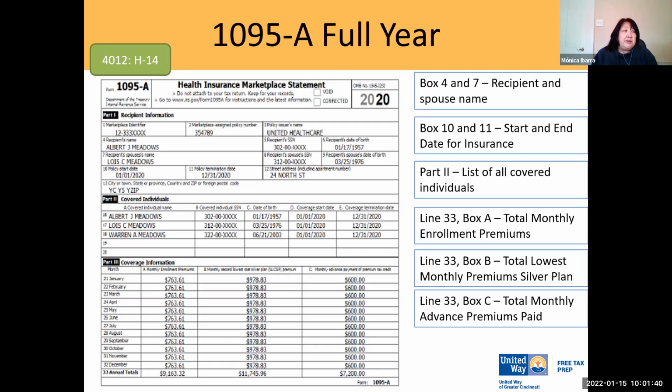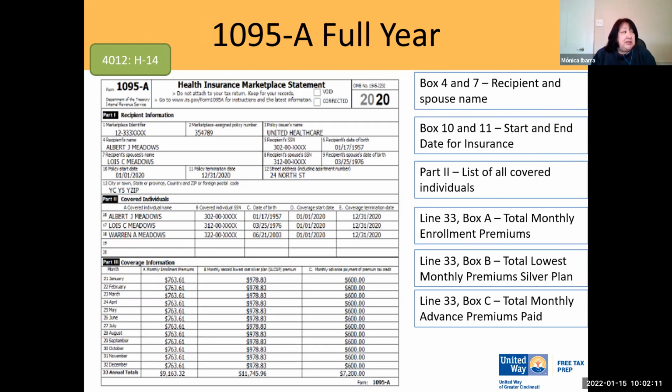The software is going to ask you, are all the amounts the same for every month, or are they different? In this case, it's the same, so it's really super easy to enter. You enter the first column, column A, down at the very bottom, line 33, that 9,000 amount. Then column B, the 11,000 amount, which is the second lowest cost silver plan premium. And then the last column, which is the advance payment.